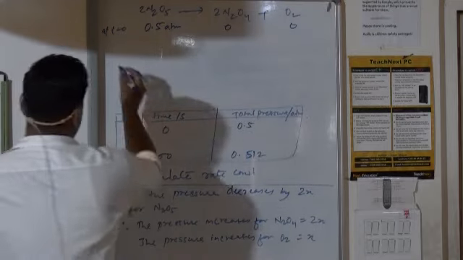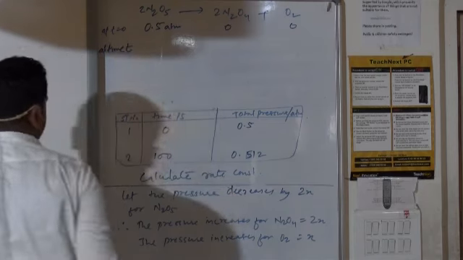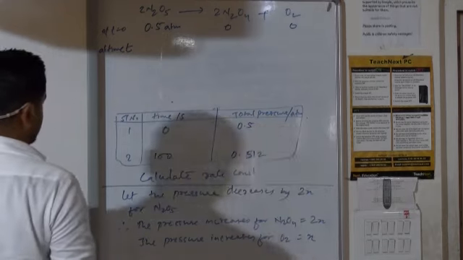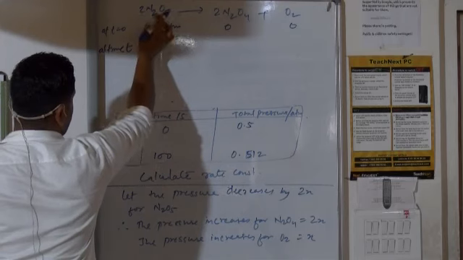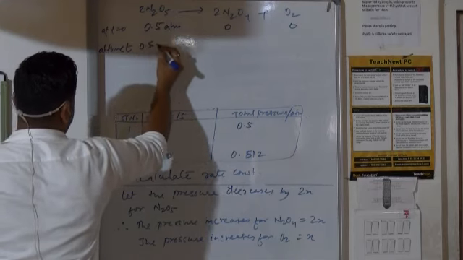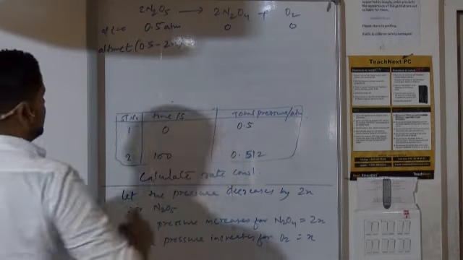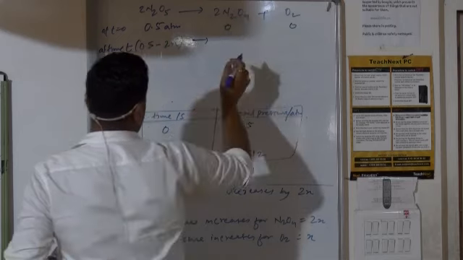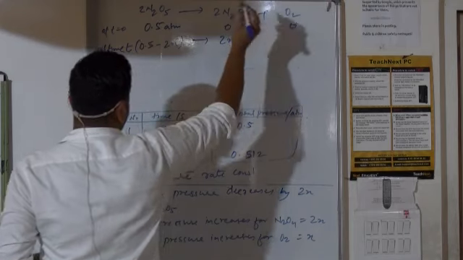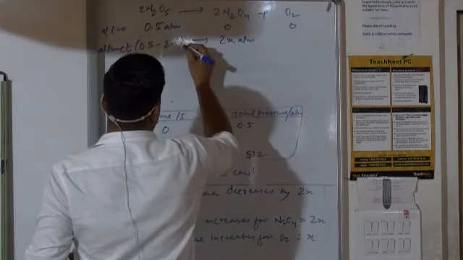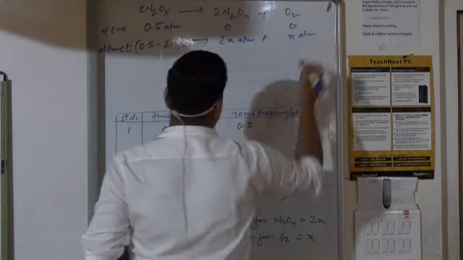Got it? So at time t, let us consider at time t, the pressure decreased is 2x. So the new pressure for this N2O5 will be 0.5 minus 2x. Similarly, the increase in pressure for N2O4, because N2O4 is formed now, will be 2x atm. Similarly, for O2 this will be x atm.